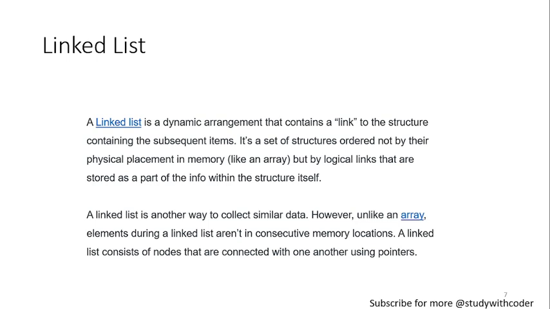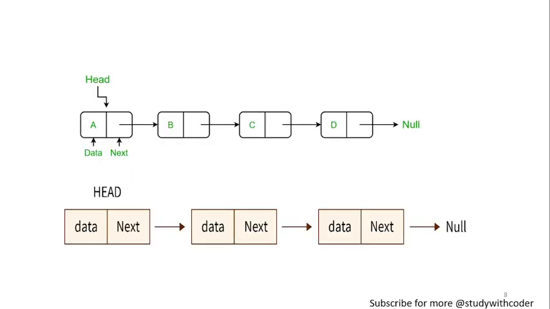A linked list is another way to collect similar data. However, unlike an array, elements in a linked list aren't in consecutive memory locations. A linked list consists of nodes that are connected with one another using pointers. Here is the representation of a linked list. The first element is the head, and it contains data and next, and the next pointer points to the next element's data.